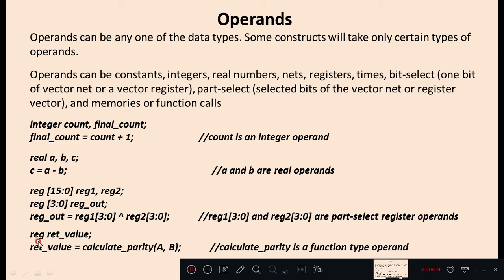One more example, return_value. Here in this case, calculate_parity. You are passing two parameters, a comma b. This is a function call where you are passing values a and b. Parity you want to calculate, and the calculated value is assigned to return_value. Calculate_parity is a function type operand. So a function can act as an operand in assignment statements.